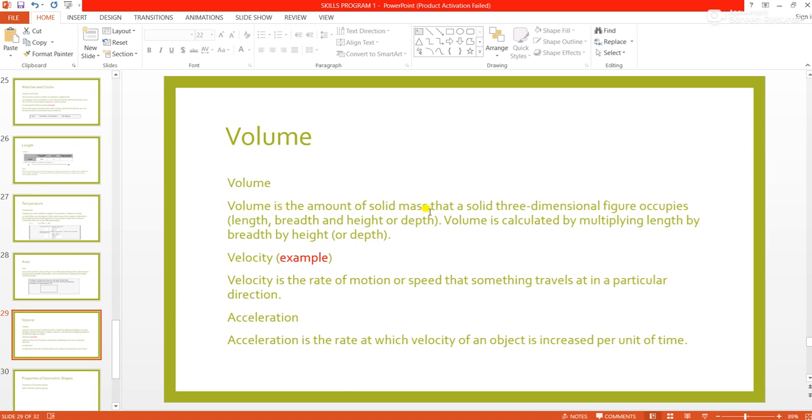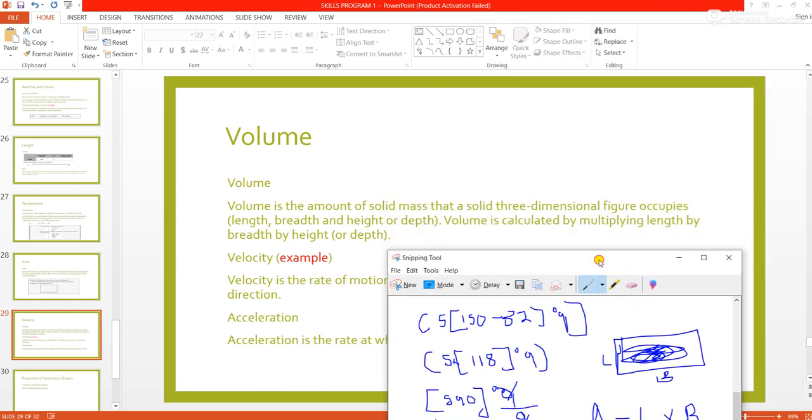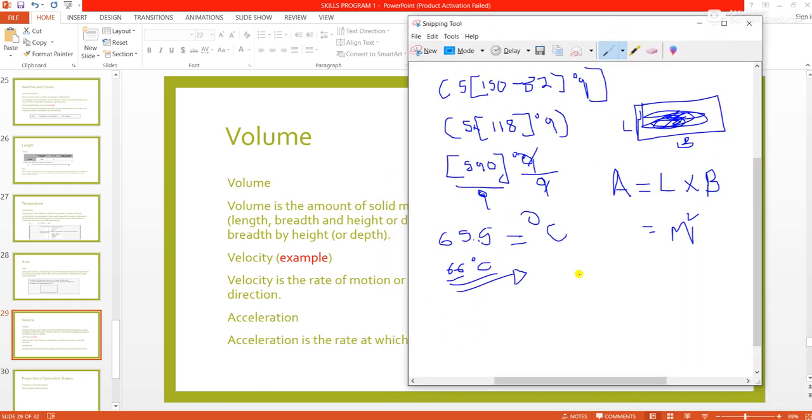Volume is the amount of solid mass that a solid three-dimensional figure occupies. So we've got your length, breadth, height, and or depth. Volume is calculated by multiplying length by breadth by height or depth. So this is just the formula for volume.